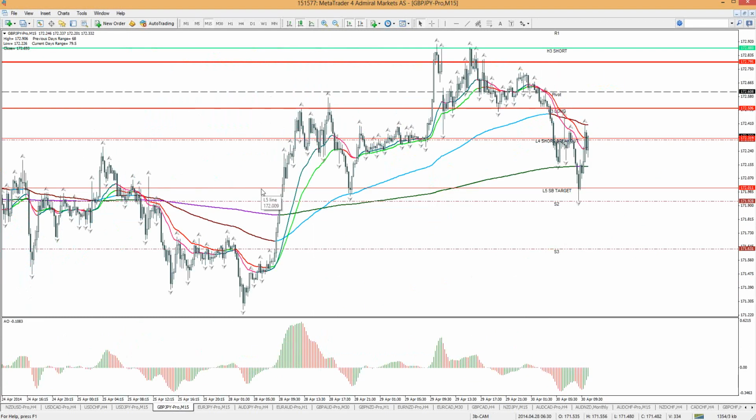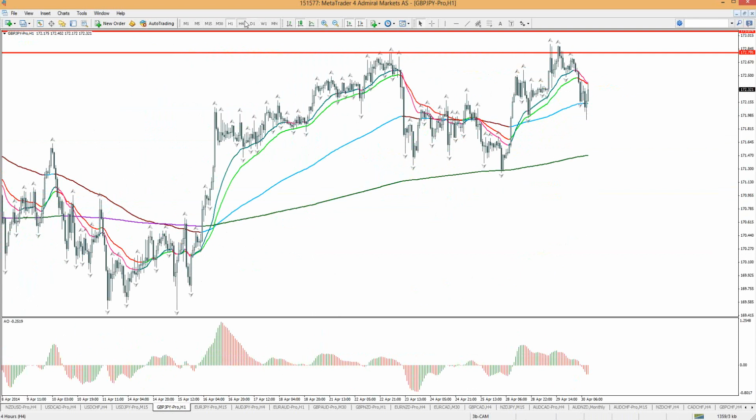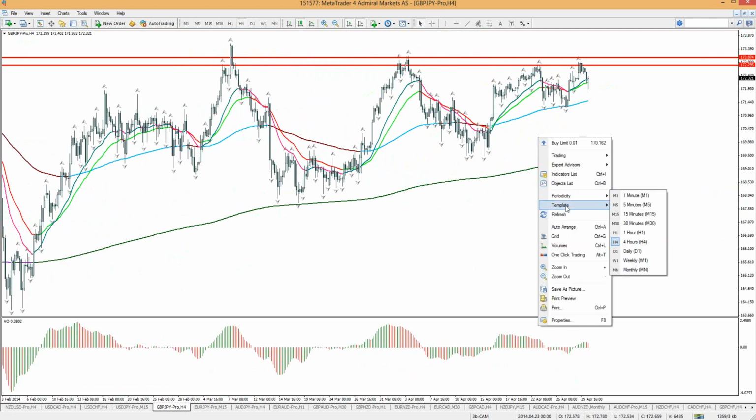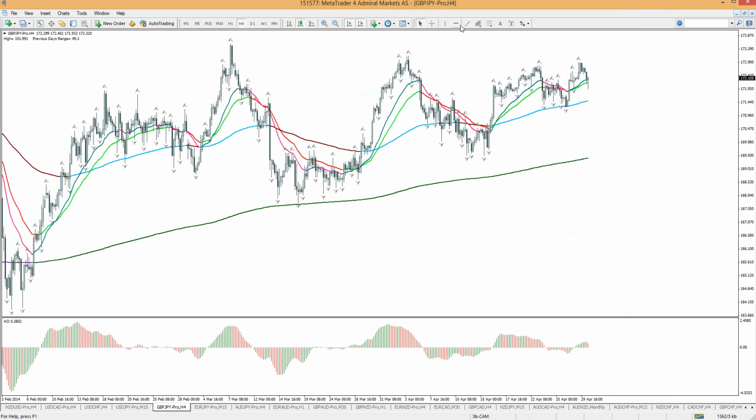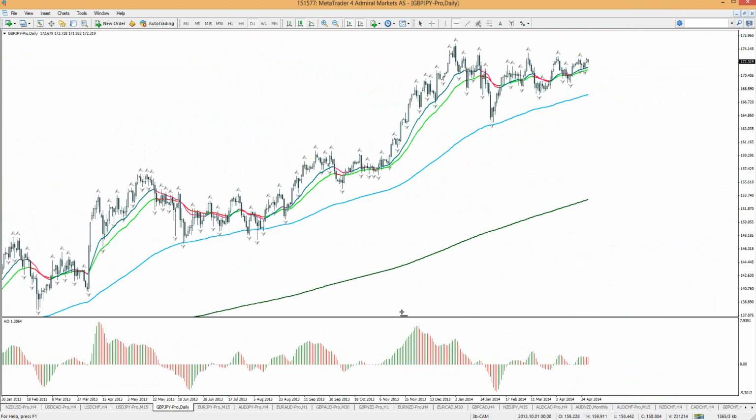Pound yen is something Bob was asking for. Let's take a look. We are right at L5, interesting. Bouncing off of L5, in fact. Okay, let's take a look at what the trend is. The trend on the 4-hour chart is up. Trend on the daily chart is up.